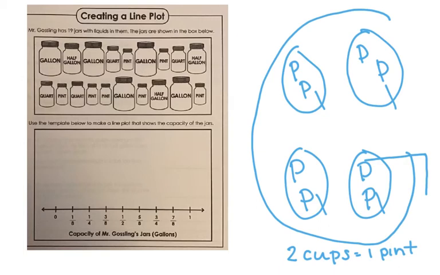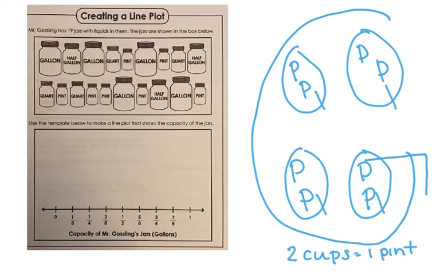So I have drawn Mr. Gallon Man over on the right side of the screen, and at the bottom of Mr. Gallon Man, I've just written that 2 cups equals 1 pint because I don't really have enough room in the P's to draw the 2 little C's. So now that we have this drawn, we can start making our dot plot.